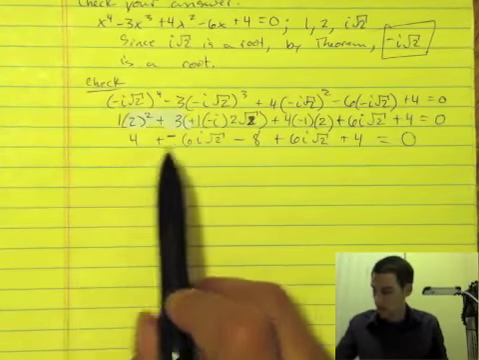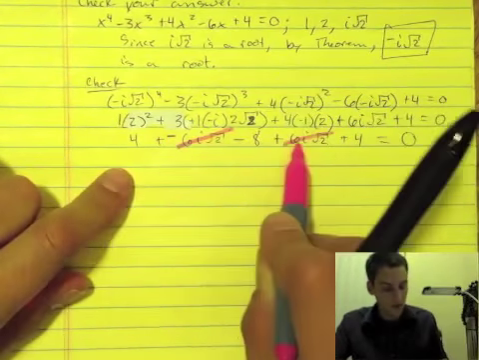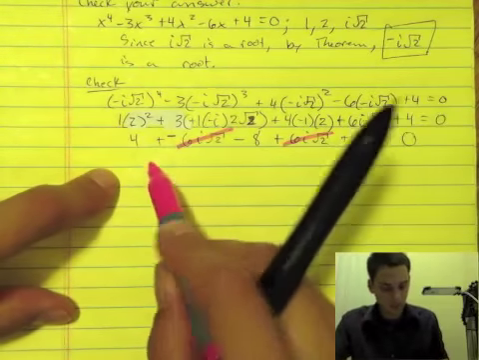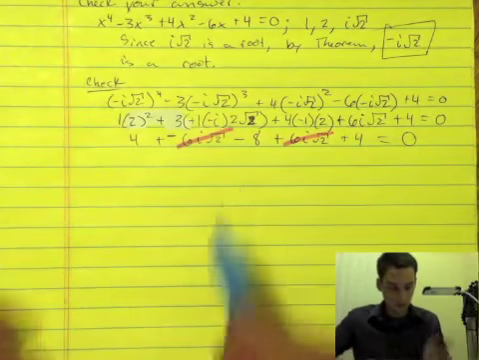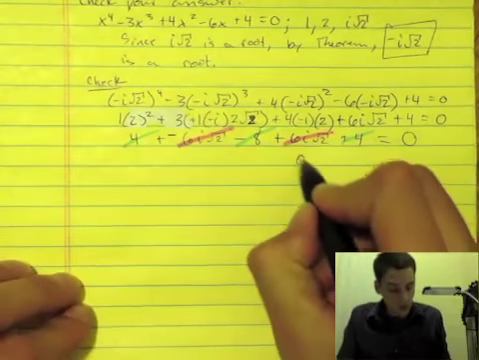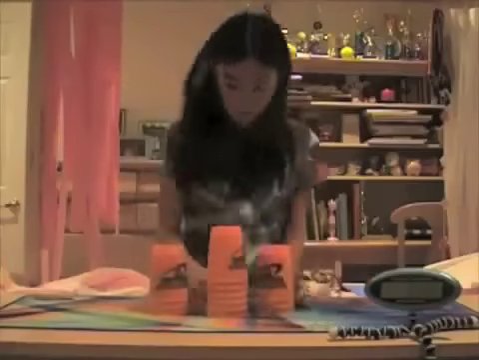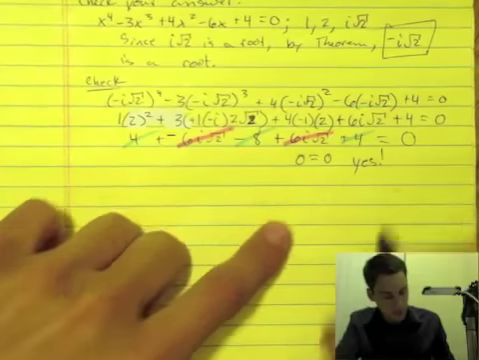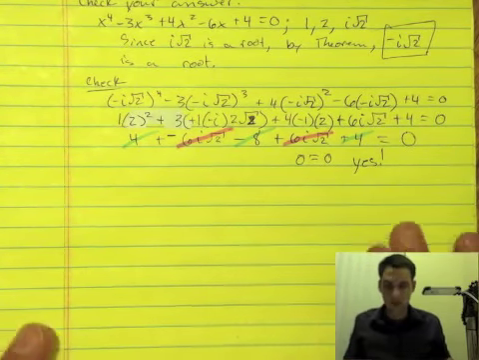So we have these, the imaginary terms canceling, because we have a negative and a positive. They cancel out. And then we have 4 plus 4 is 8, so that cancels with the negative 8. So 0 equals 0. Yes! So, yes, this check was successful. And that's all you have to do for that.